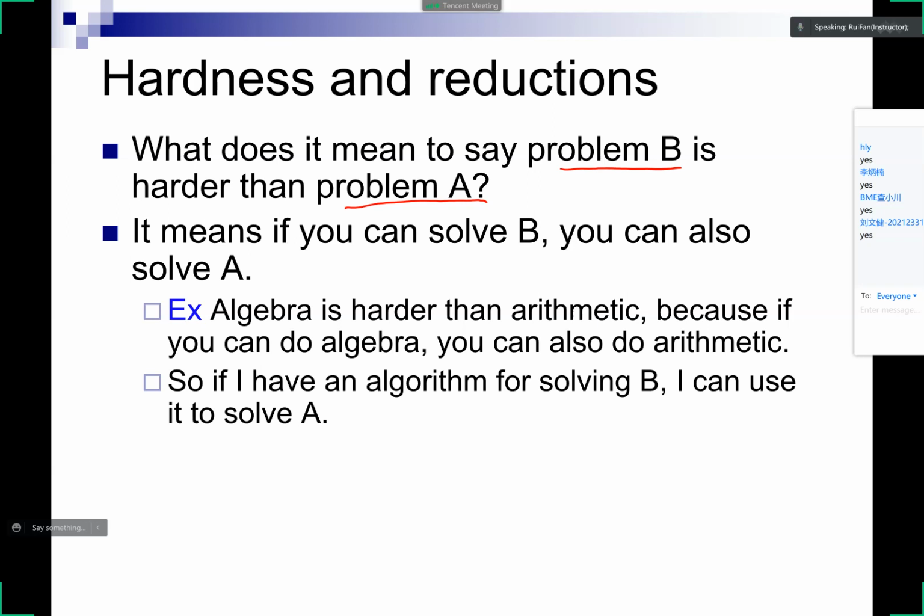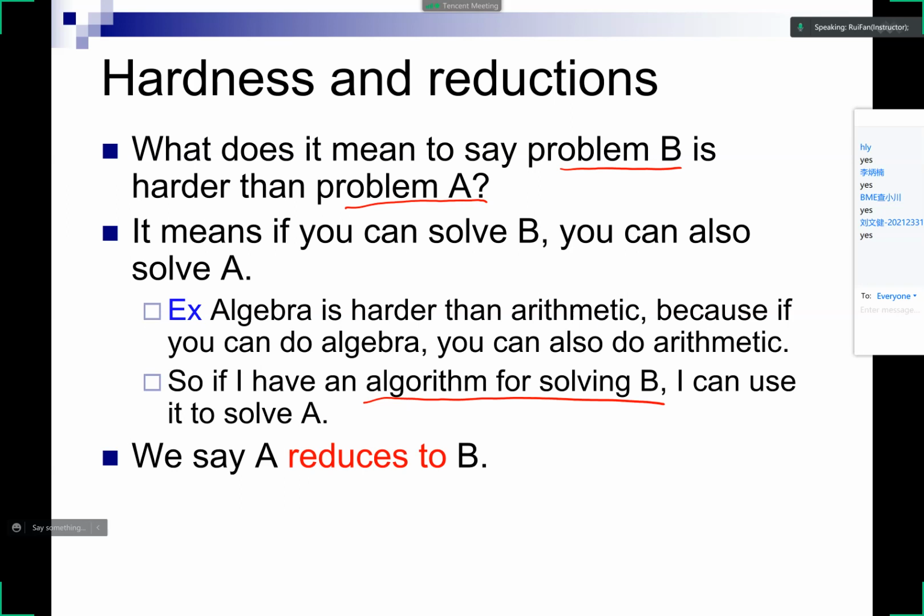Another way to say this is that if you have an algorithm for solving B, then you can somehow use this algorithm to also solve A, which is the easier problem. I'll be more rigorous about this in the next few slides, but I just want to give you the intuition first.